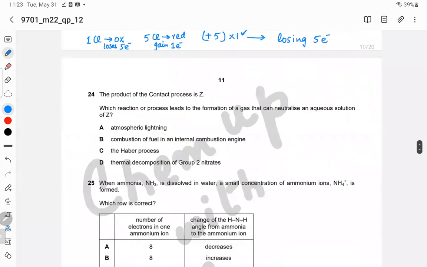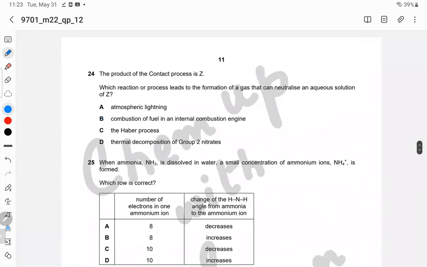Okay. Now question number 24. The product of the contact process is Z. And we know what Z can be. It must be sulfuric acid, right? Because in the contact process, we will produce sulfuric acid only. Which reaction or process leads to the formation of a gas that can neutralize an aqueous solution of Z? So it means that the gas must be alkaline. Is this understandable?